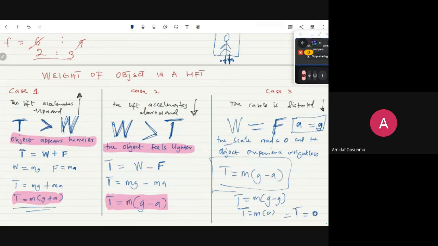0. Because when it experiences weightlessness, or when it's being distorted, or it snaps, or it cuts, the object just what? The lift just what? Falls freely. And it experiences what we call what? Weightlessness. Is that correct?